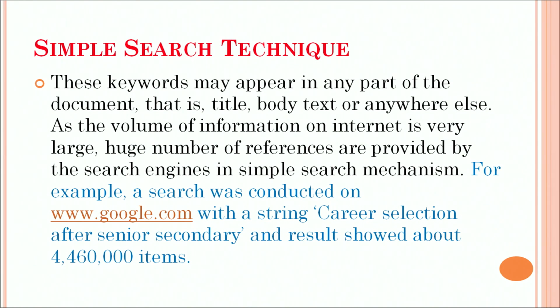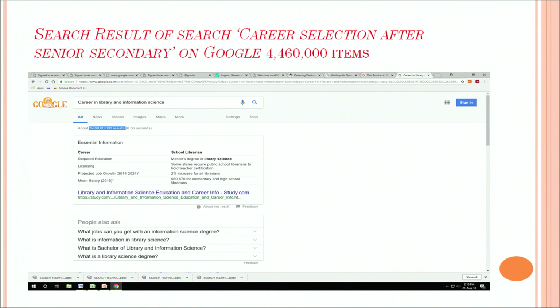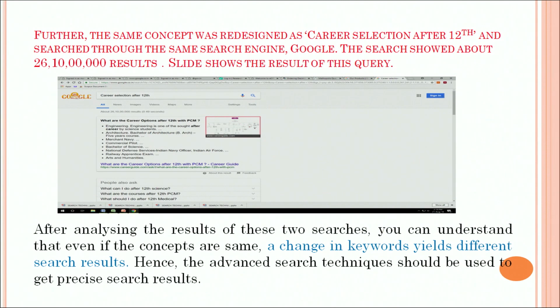For example, a search was conducted on google.com with the search string career selection after senior secondary, and the results shown were 4,460,000 items. This is the screenshot showing that 4,460,000 search results came. Now, the same concept was redesigned as career selection after 12th and searched through the same search engine, Google. The search showed about 2,610,000 results. Slides are showing the results.